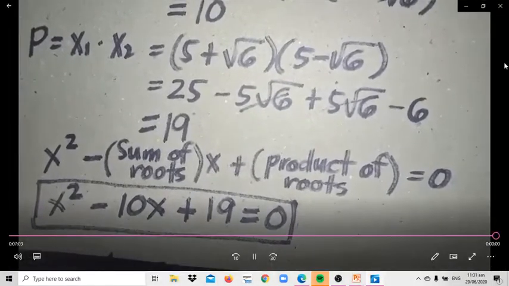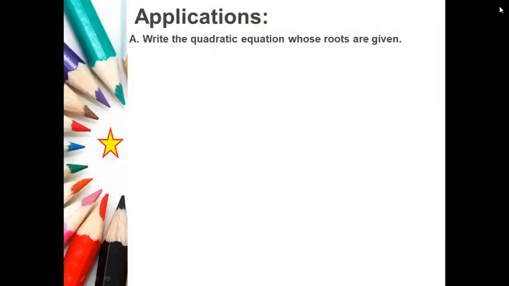Okay? Okay, so now let us have another set of examples. So we have here, write the quadratic equations whose roots are given. So we have the first one, 2 and negative 5. Okay, so we get the sum. We have 2 plus negative 5. So therefore, we have a sum which is equal to negative 3. Then, we get the product, x of 1 times x of 2. So you have 2 times negative 5. So we have negative 10.